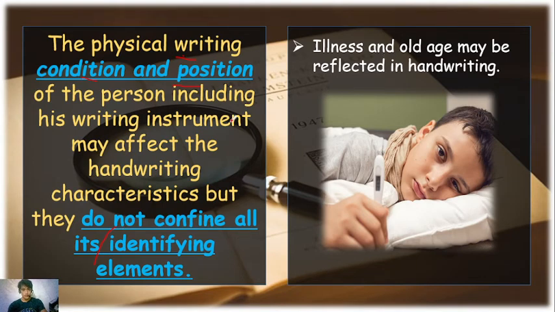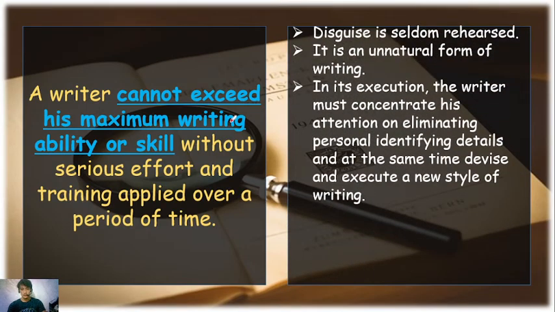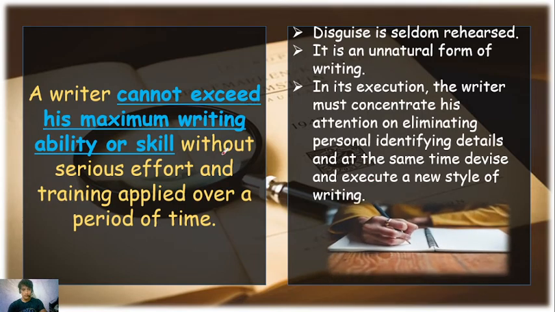So that is for principle number 2. Another principle says here that writers cannot exceed his maximum ability, his maximum writing ability or skill, without serious effort and training applied over a period of time. So take note, even though we are the writer, it is very hard to disguise a handwriting.